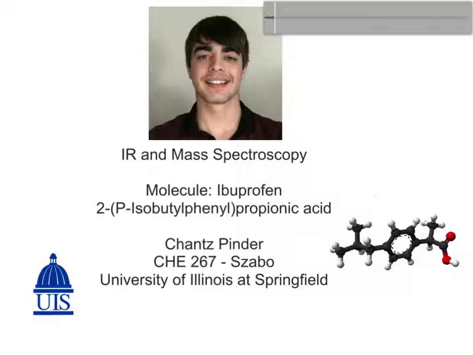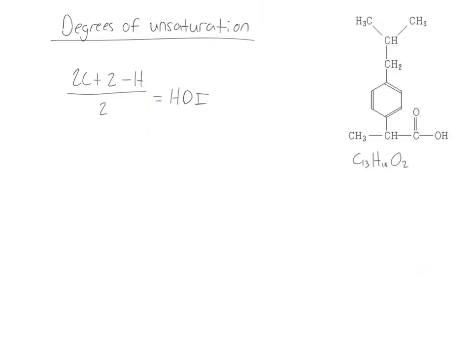Ibuprofen is also known by the IUPAC name of 2-p-isobutylphenyl propionic acid. I will begin with degrees of unsaturation, also known as the hydrogen deficiency index, or HDI for short. To obtain the HDI, you can use the generic equation: 2 times the number of carbons plus 2, minus the number of hydrogens, all divided by 2. The HDI tells you if rings or pi bonds are present in your structure.